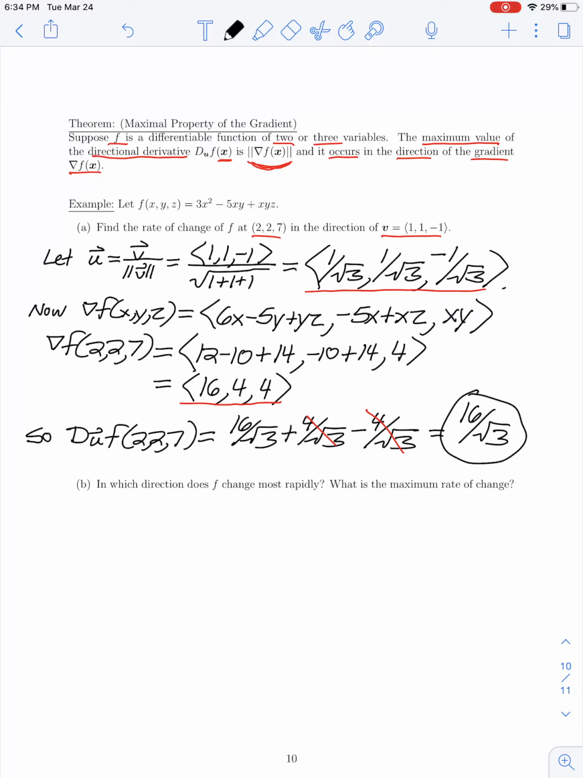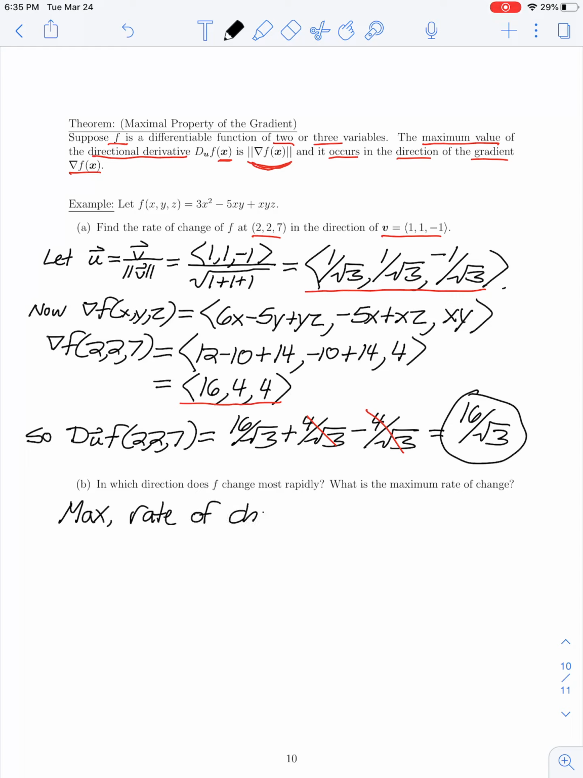Now, in part B of this question, let's say that from this point, 2, 2, 7, we want to know how we could most rapidly make an increase or decrease in the value of our function. So in part B, we're asking in which direction does f change most rapidly, and also what is the maximum rate of change. Now this theorem that we had just looked at said that the maximum rate of change occurs in the direction of our gradient vector.